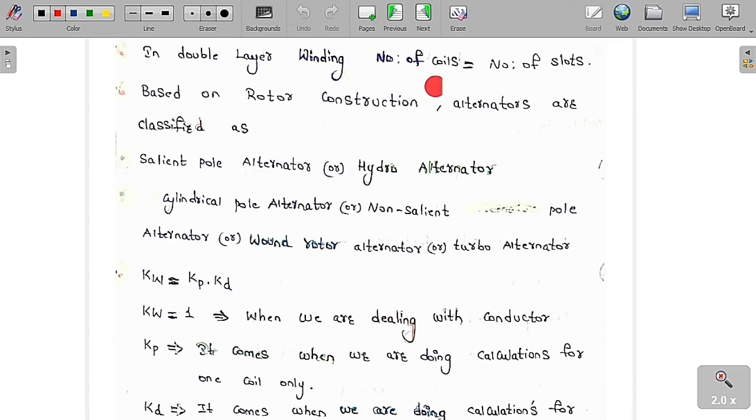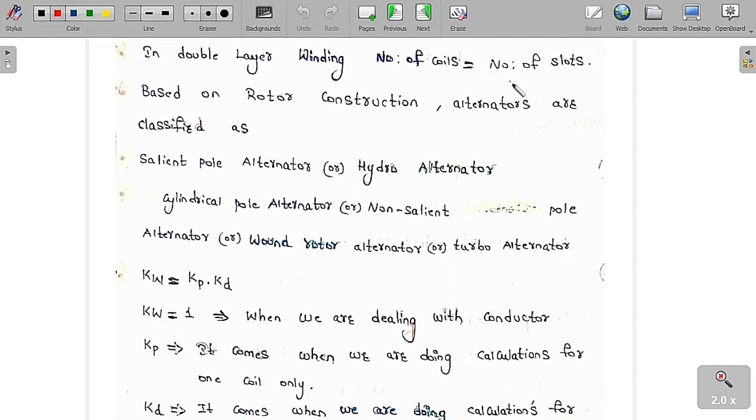In double layer winding, the number of coils is equal to the number of slots. I have already told you, in double layer winding, the number of coils is always equal to the number of slots. Let me take a small example. Let the number of coils be 30. Then definitely each coil will have 2 coil sides, so 30 coils means 60 coil sides.